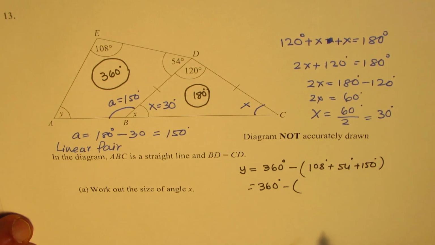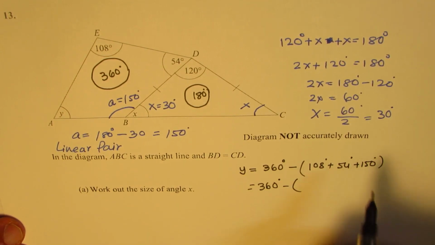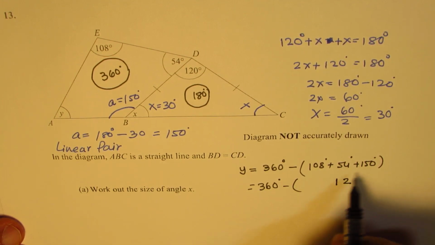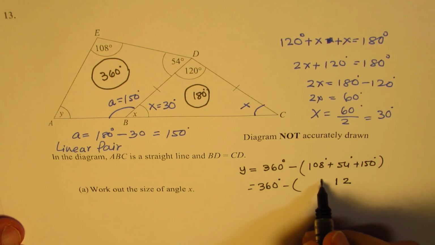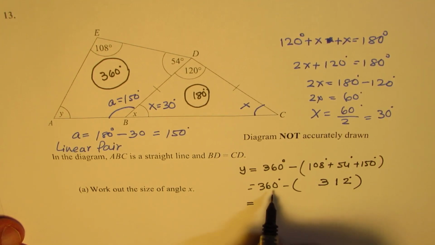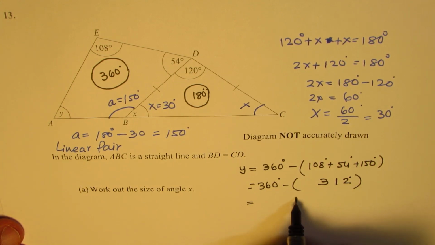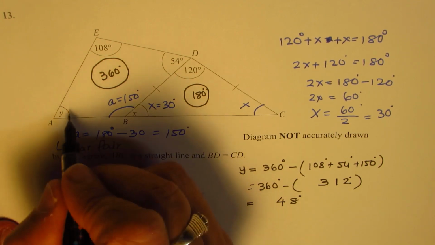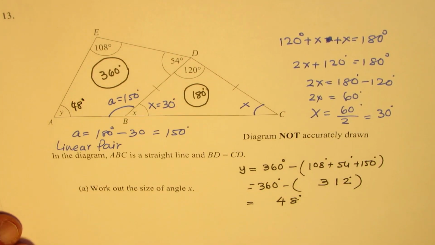Calculator is not allowed in this paper, so you have to do your calculations. So 8 plus 4 is 12, 2, 1. 5 and 5, 10 and 1, 11, 1. 2 and 1, 3. So 312 degrees. So now, borrow 10, take away 2 is 8, 5, take away 1 is 4, 48 degrees, correct? So we get the value of y as 48 degrees. Is that clear to you?